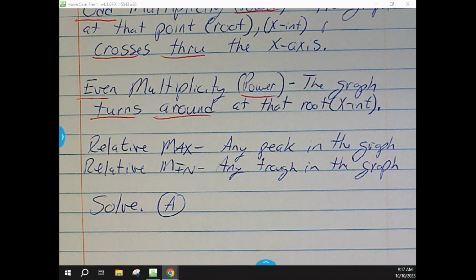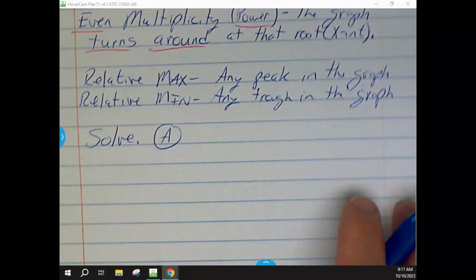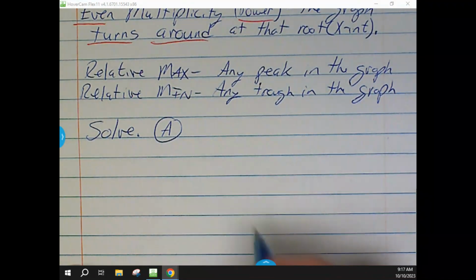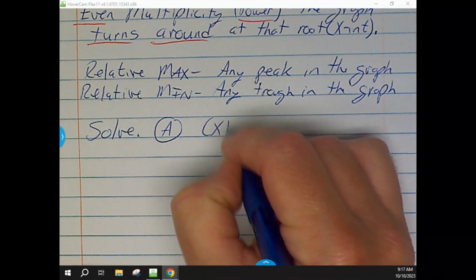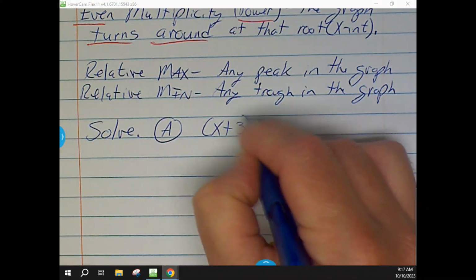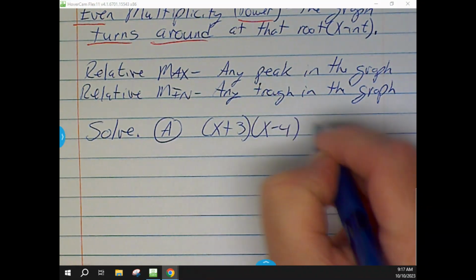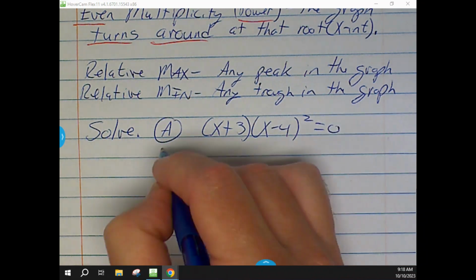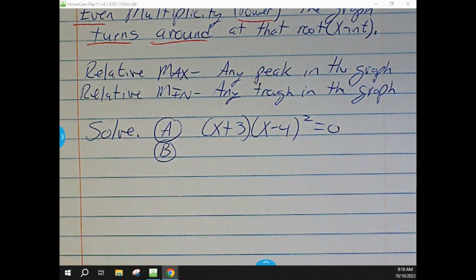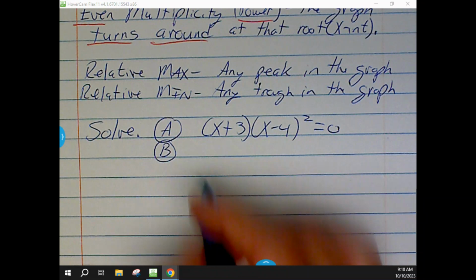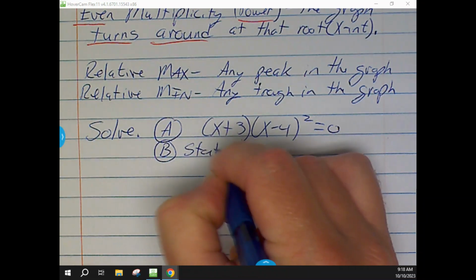Okay, so we're going to do like 4 things with this graph, but they're all kind of related for this thing. First thing is we're going to solve it. So we're going to have x plus 3 and x minus 4 squared equals 0. We're going to state the multiplicity.